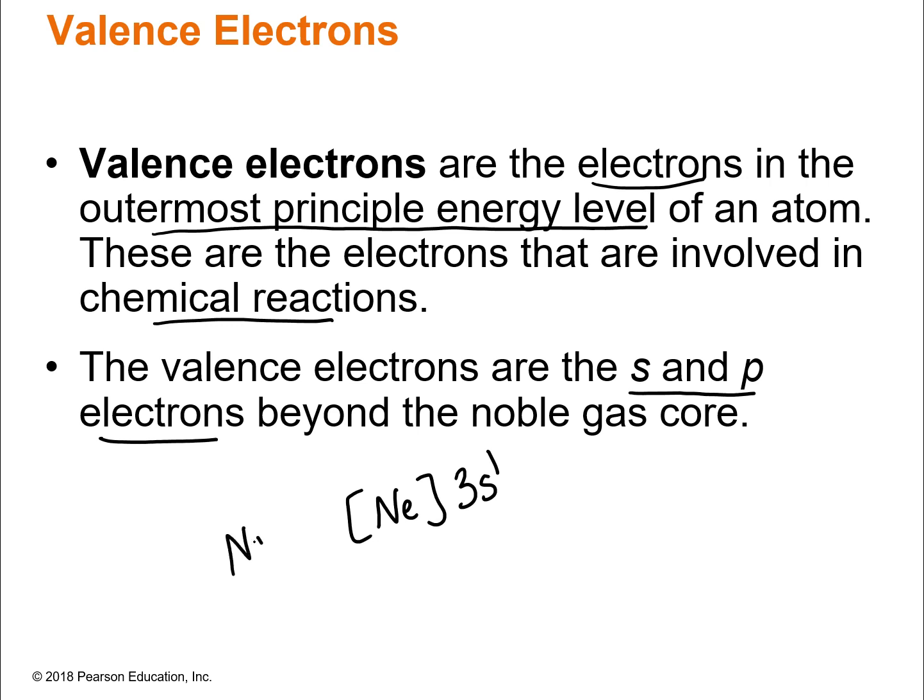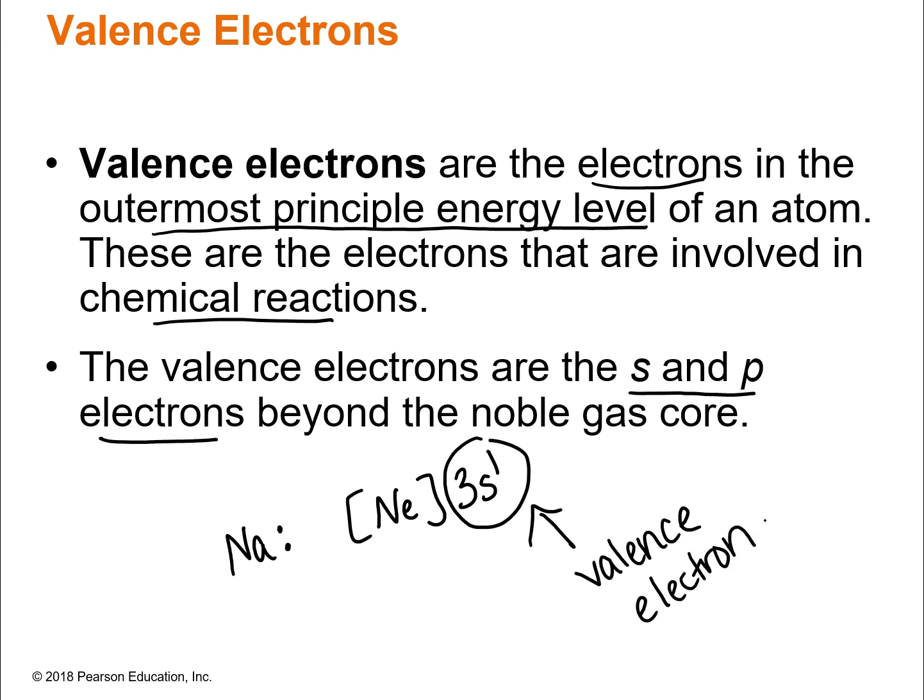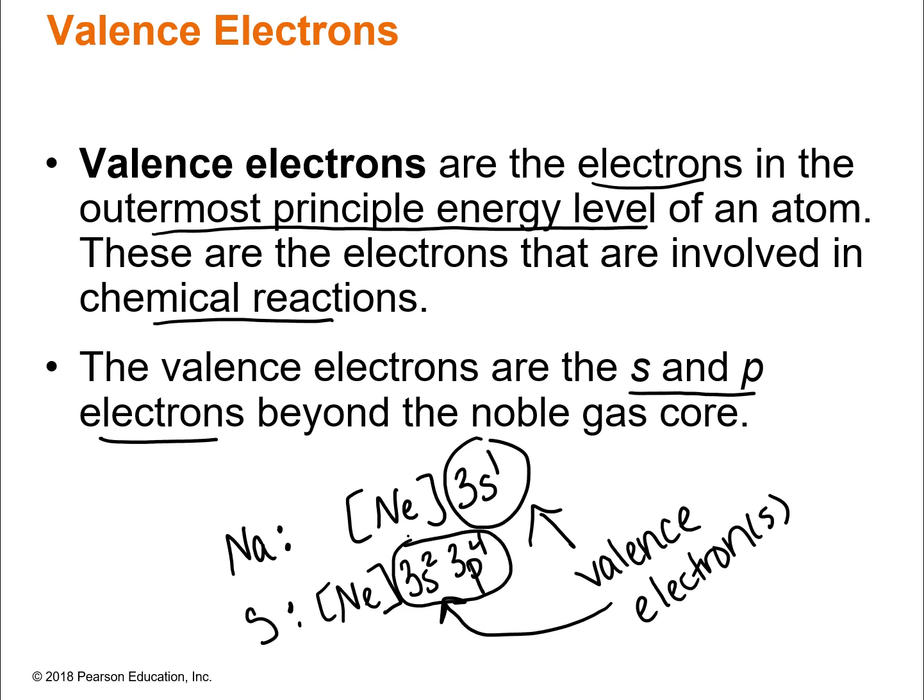This was sodium. Your valence electrons, which in this case there's only one, is going to be the electron that's in the 3s. For sulfur, we have 6 valence electrons because the 3s and the 3p are the outermost principal energy level of the atom.